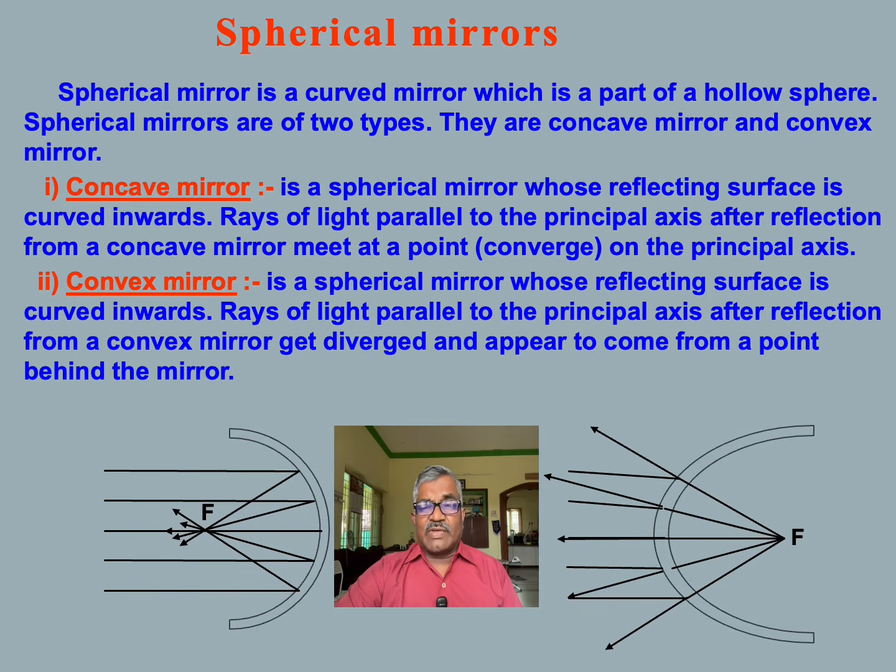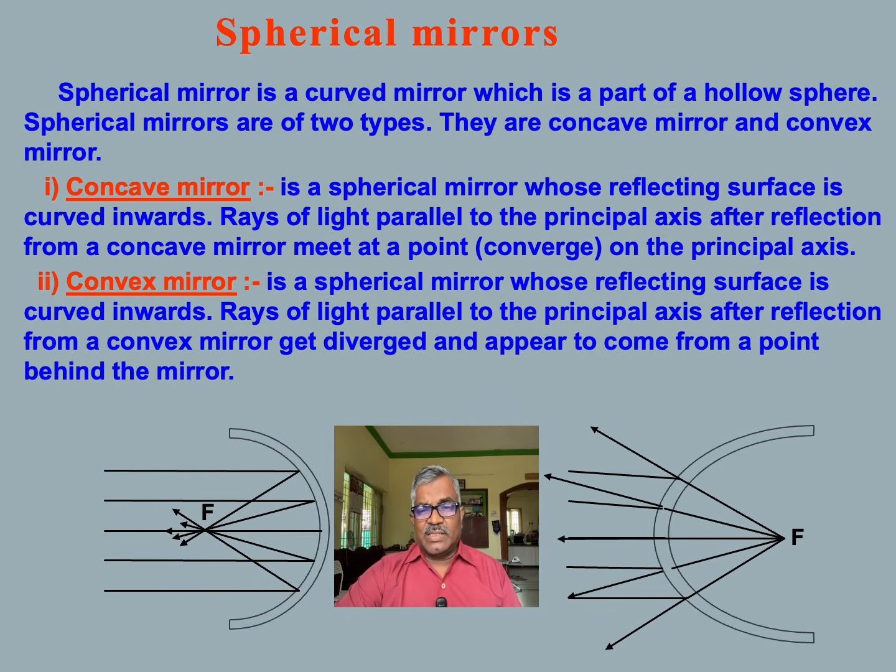The reflecting surface of such mirrors can be considered to form a part of the surface of a sphere because they are prepared from the sphere only. Such mirrors whose reflecting surfaces are spherical are called spherical mirrors. The reflecting surface of a spherical mirror may be curved inward or outwards.